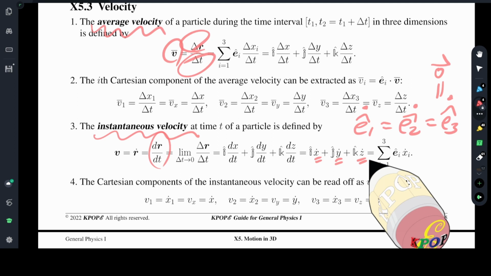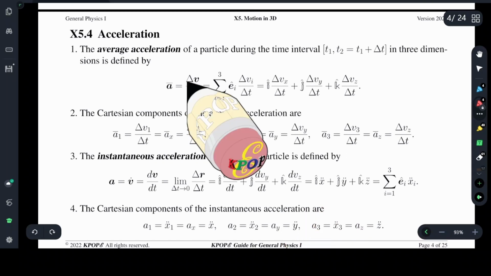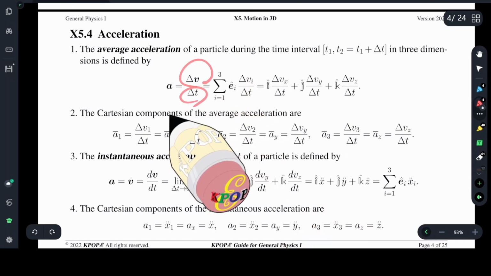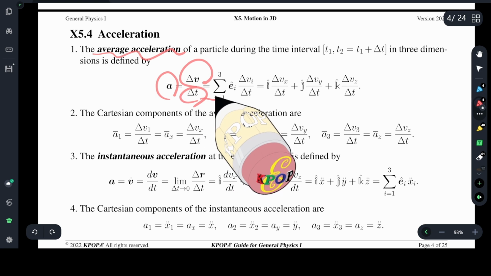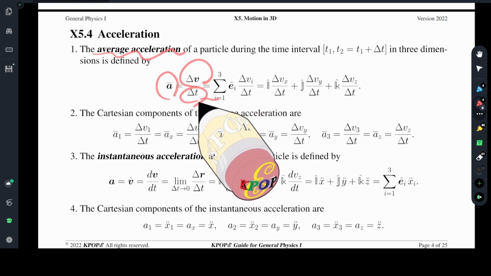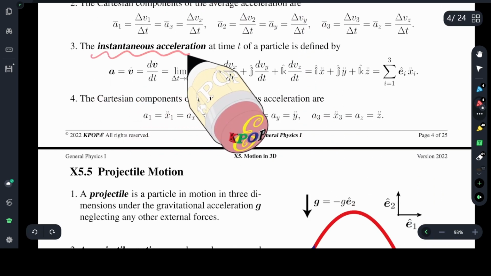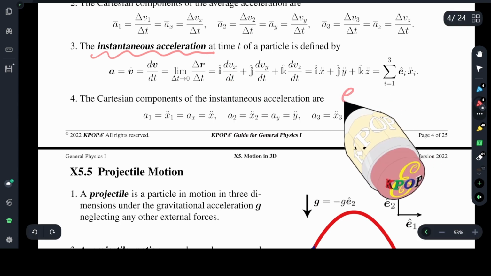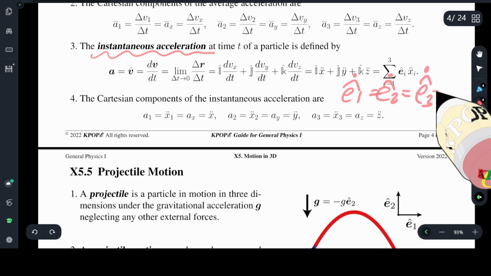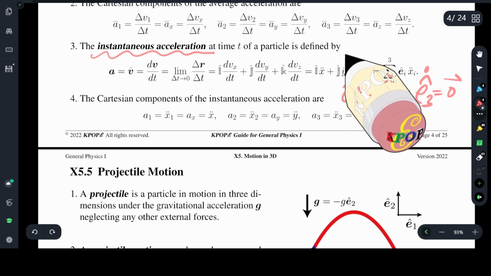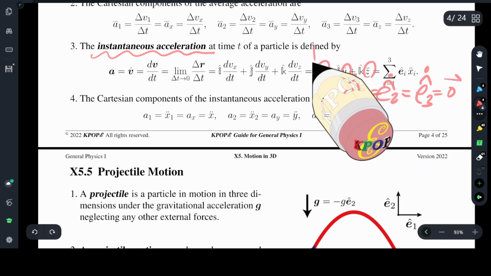This can be generalized to compute acceleration. The change in the velocity divided by a finite time interval gives the average acceleration. If you take the limit as delta t goes to zero, then you will find the instantaneous acceleration. Again, E1 dot, E2 dot, E3 dot are all vanishing. The acceleration is just a double time derivative of the components, keeping the basis vectors the same.